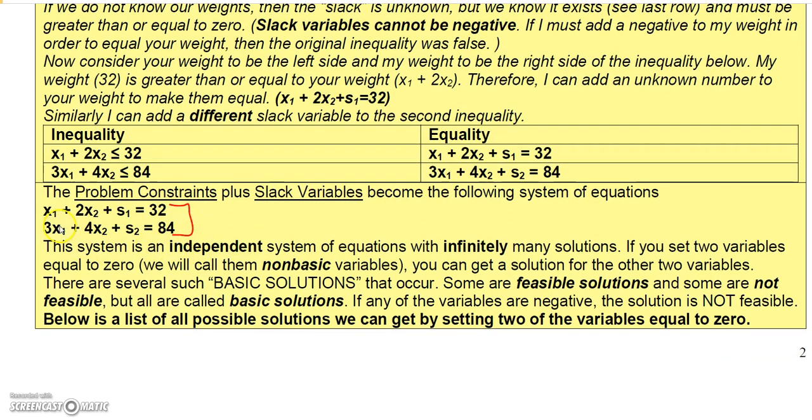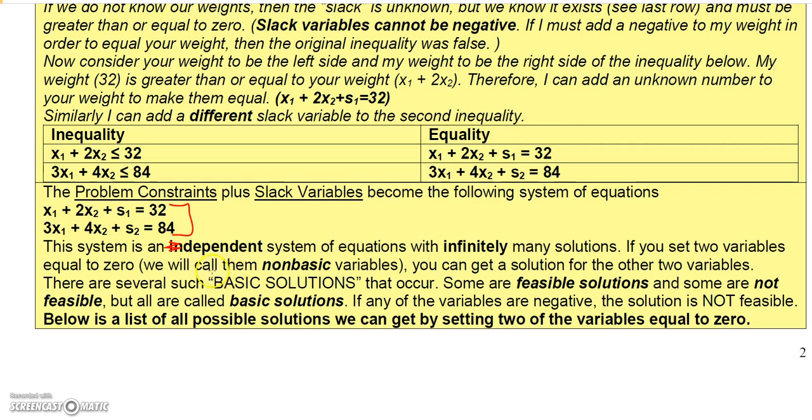But the problem with this system of equations is that I really have too many variables in this problem. This should say dependent, not independent. This is a dependent system of equations, and it has infinitely many solutions. If you were to set two variables equal to 0, then we could get a unique solution. Since we have two equations, we'd like to have two variables, but we actually have 1, 2, 3, 4 variables.